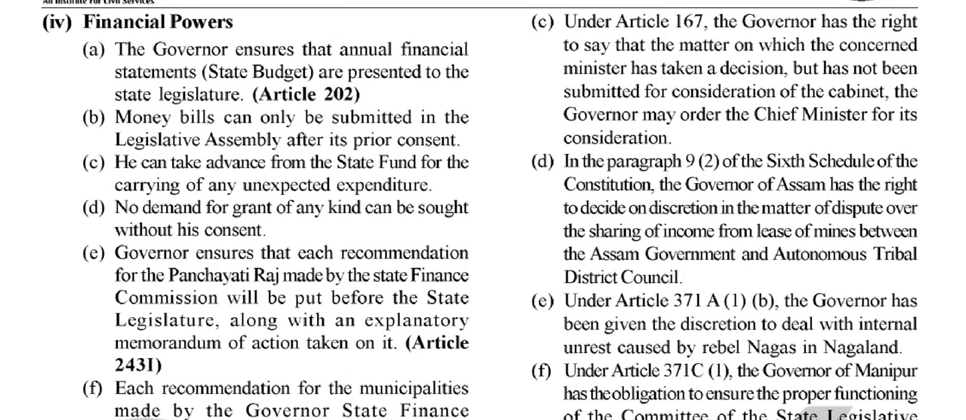C. Under Article 167, the governor has the right to say that the matter on which the concerned minister has taken a decision but has not been submitted for consideration of the cabinet, the governor may order the chief minister for its consideration.